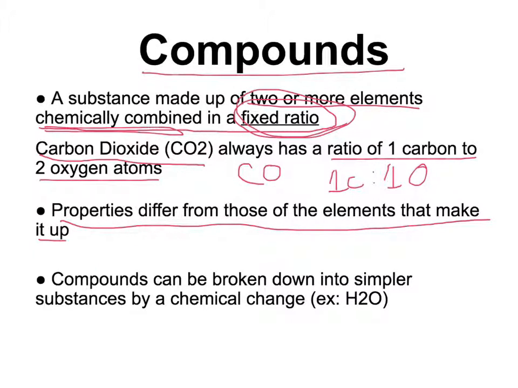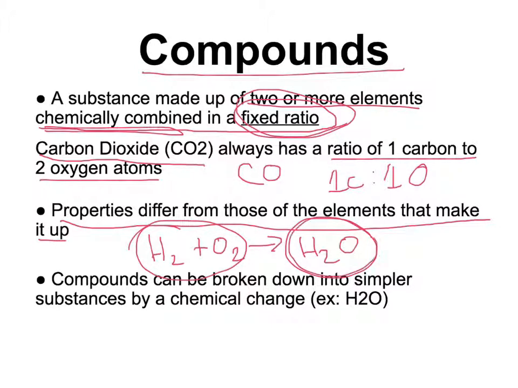Here's a good example. To make water, you take hydrogen gas plus oxygen gas and it gives you water. These are very flammable when an ignition source is nearby. This is not very flammable. Actually, this is used to put out flames. So you can see that the chemical properties here are different than the chemical properties here, even though these are made up of these two elements.